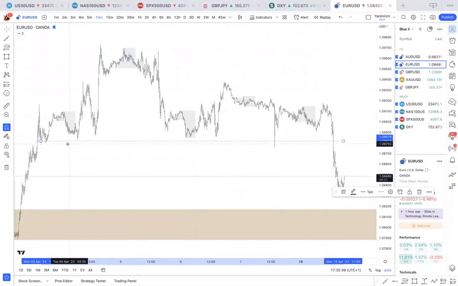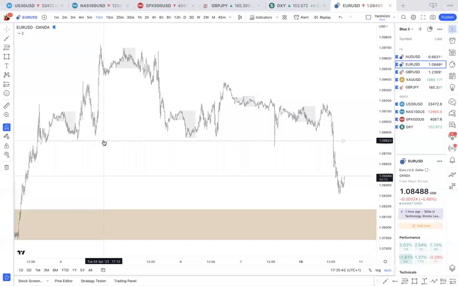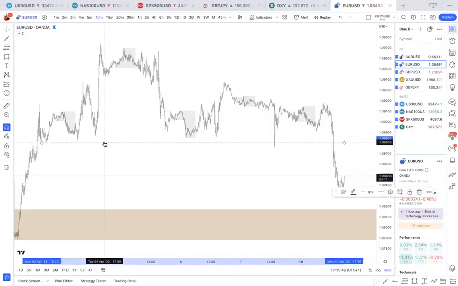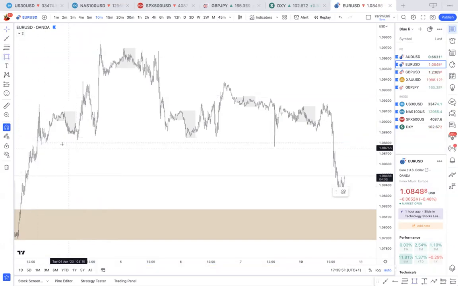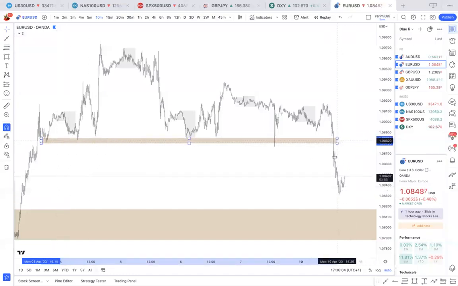And the more a zone gets tapped into, somebody asked me earlier on today, can you use a POI more than once? The idea behind that is no, because let's say I drew a POI from here. Even if you see it getting respected multiple times, all it's doing is building liquidity. So let's say we'd use this here. Look how many times support have entered these trades.